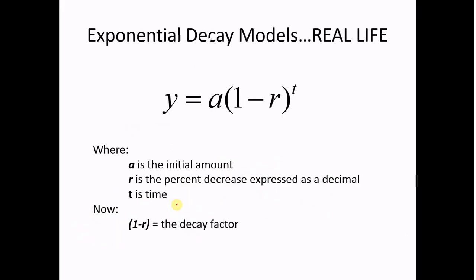Here's the exponential decay model. So A is your initial amount again, times 1 minus r to the t. Notice how it's minus for decay. Okay? That's a big thing to watch for. And t is your time. 1 minus r, that's your decay factor. Just like b used to be our decay factor, 1 minus r is going to be decay now.